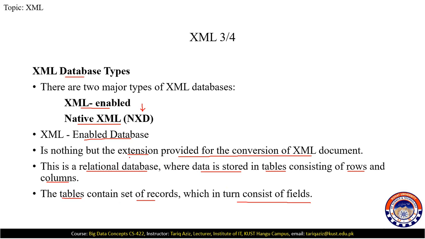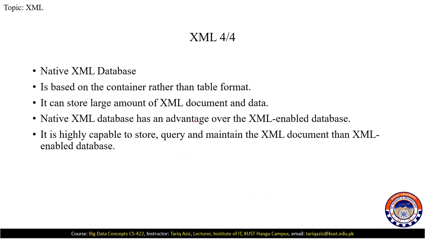So it's very easy. Let me summarize in one point that the XML enabled database is the same as a relational database, and we already discussed relational databases in detail, that we use relational tables in this database, and these tables consist of rows and columns, and then these tables contain a set of records, which in turn contain the fields. Okay. Now, dear students, the second type of the XML database is the native XML database.